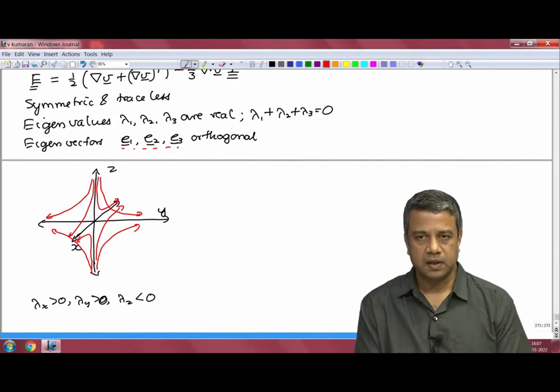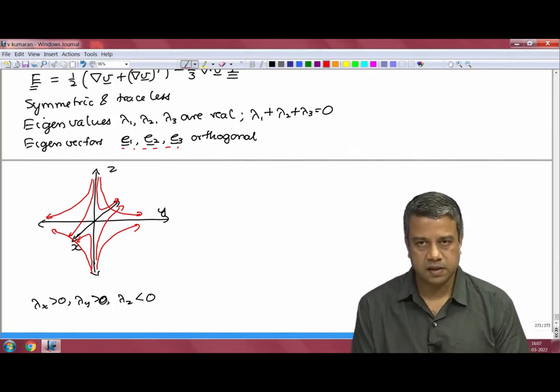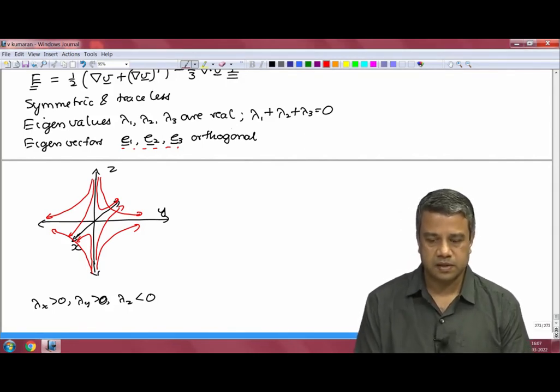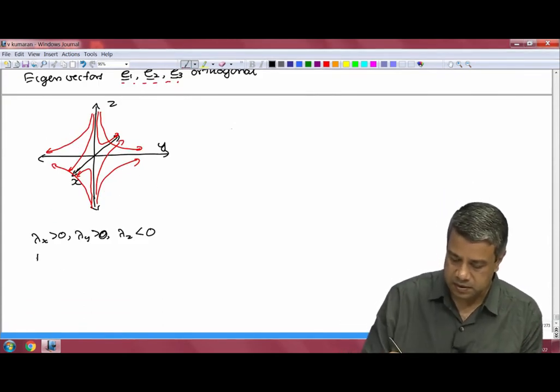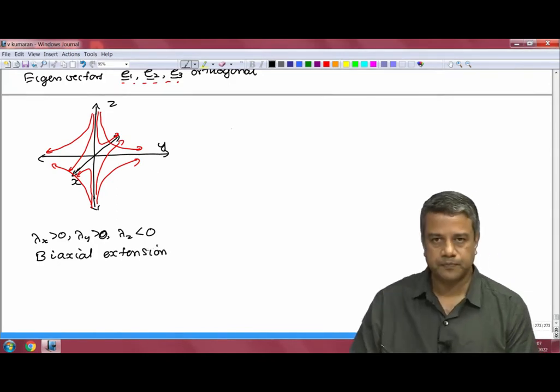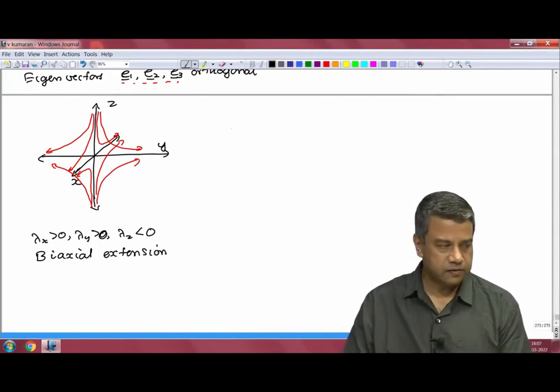Extension along the x and y directions and compression along the z direction. There is extension along 2 axes and compression along 1 axis. So, it is called biaxial extension. That is one mode of deformation.